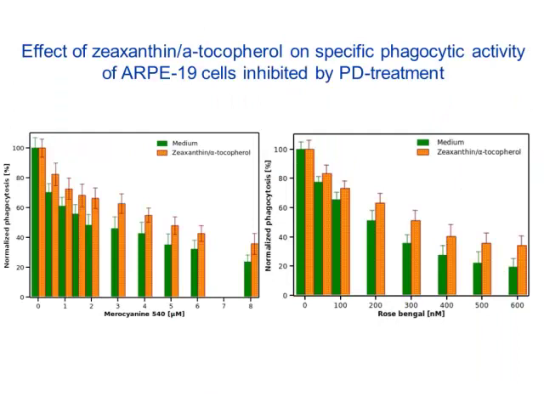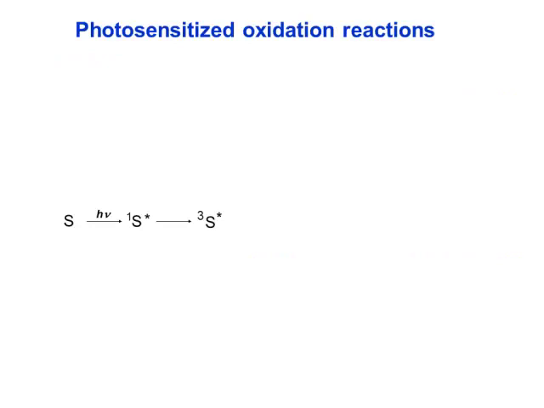Well, here are slightly disappointing results. What we wanted to demonstrate was that adding to the cells antioxidants such as zeaxanthin or alpha tocopherol, which are known powerful antioxidants, would significantly modify the inhibitory effect of photodynamic action on the ability of cells to phagocytose photoreceptor outer segments. Well, there is some effect, but not particularly strong, as you can see. So that's disappointing, if you look at these data. Oh, I see. Well, what happened? Why is that?